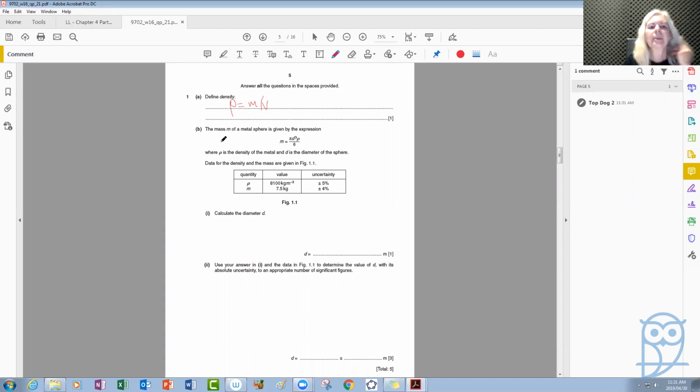Then the problem says the mass m of a metal sphere is given by this expression, and they give us the rho, which is density, and m, which is the mass. Here are the values of density and mass, and they give us the percentage error. As usual in this type of problems, first we have to calculate one known quantity without considering the uncertainties. So we need to find the diameter d using the given formula.